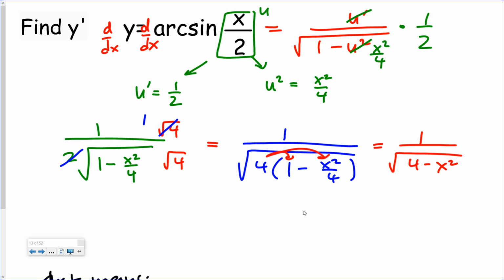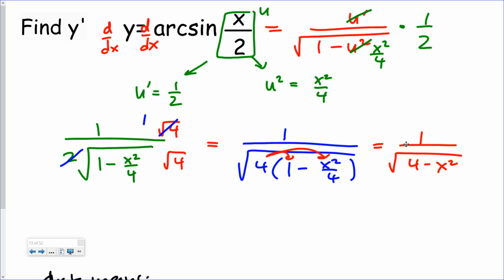And notice, if you go look at your formula, your formula says it's u prime over square root of 1 minus u squared. But in my answer, I have no 1. You guys see that? I have no 1. I mean, I did have a 1. The 1 was over here, but I simplified so that there's no more 1s here.